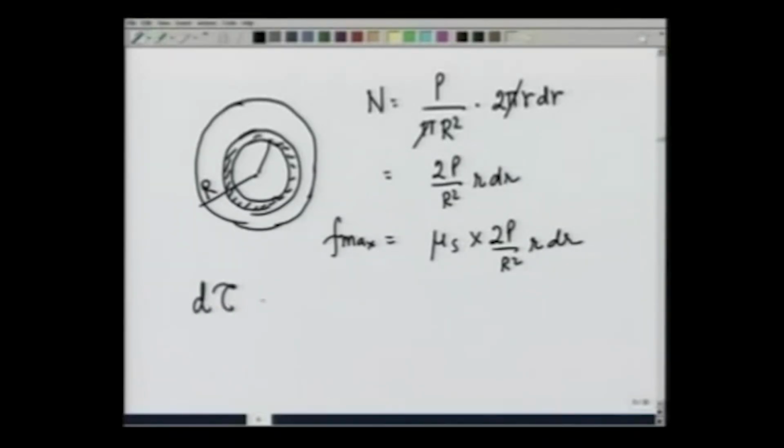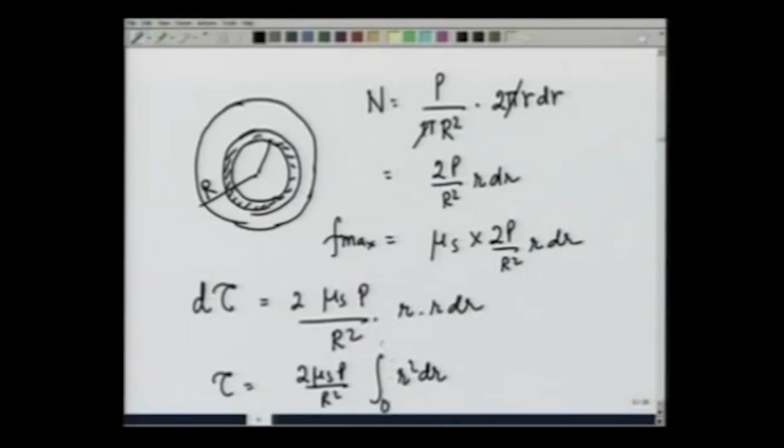The torque d tau due to this friction is going to be mu s times 2P over R square times r dr, and I integrate to get the total torque, which is going to be 2 mu s P over R square, integration r square dr from 0 to R. It comes out to be 2/3 mu s P R. So, that is the maximum possible torque that can be generated by the friction, and therefore, the maximum possible torque tau that I can apply without moving the cylinder is going to be 2/3 mu s P R.